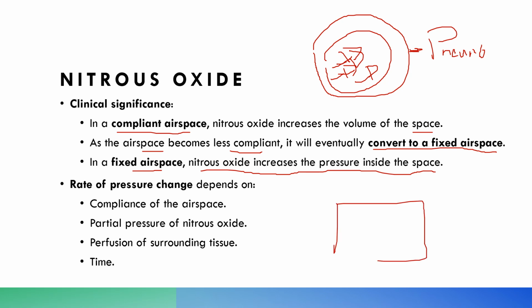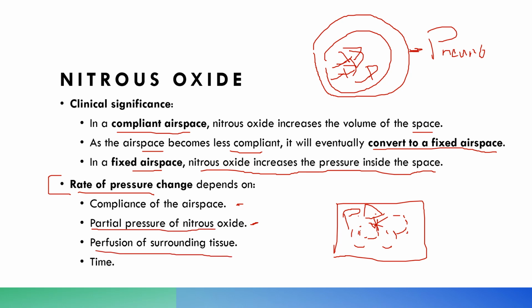In a fixed airspace, nitrous oxide is going to increase the pressure inside the space. Fixed airspace is like the middle ear that are non-compliant. It's just going to sit here and increase the volume, increase the volume, increase the volume. Well, we're non-compliant in our structure, so our pressure is going to increase. Like we just covered, the rate of pressure change is going to depend on the compliance of the airspace, the partial pressure of nitrous oxide, or in other words, the concentration of nitrous oxide, the perfusion of the surrounding tissue, and time.